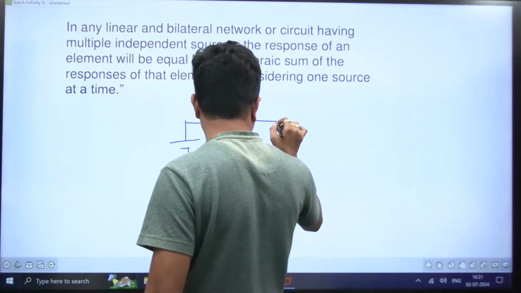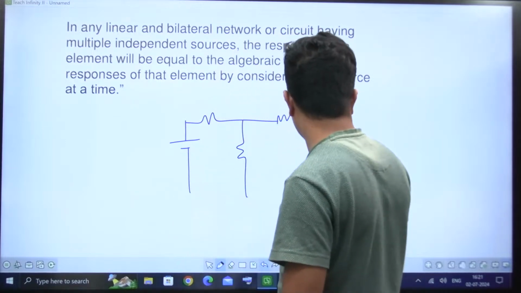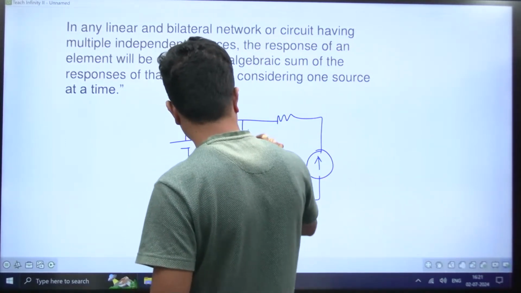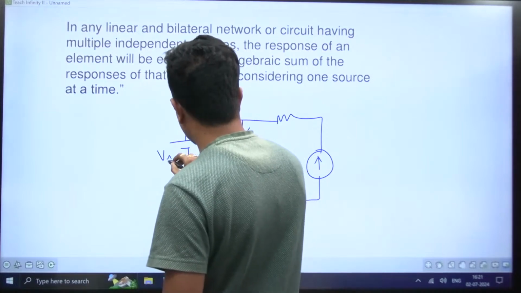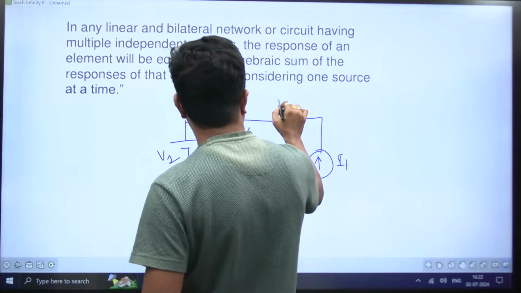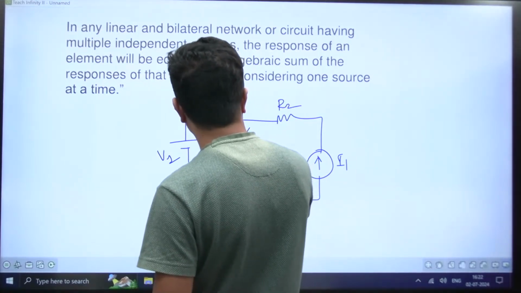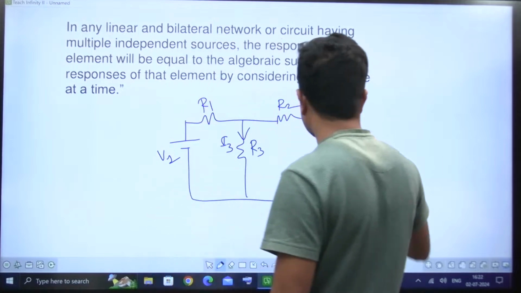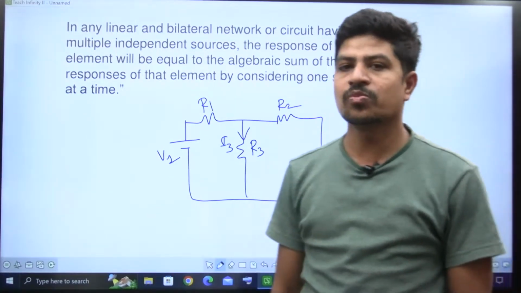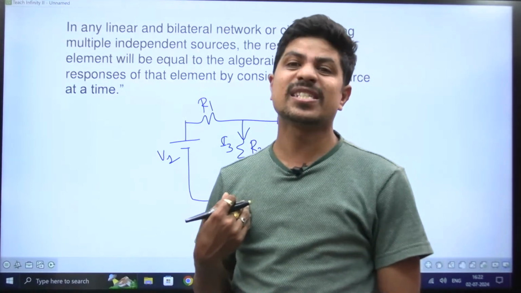I'm taking it like this, observe carefully please. Superposition theorem. Here, instead of a voltage source, let me take a current source, no issues. So this is V1, this is I1, this is R1, this is R2, this is R3. My target is the current in the branch R3, I3. So my response is I3. Response means output. I am looking for the current I3 which is in the resistance R3.